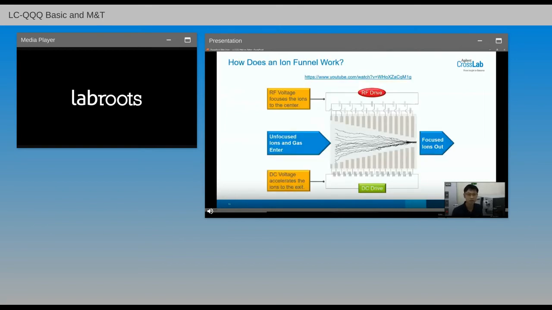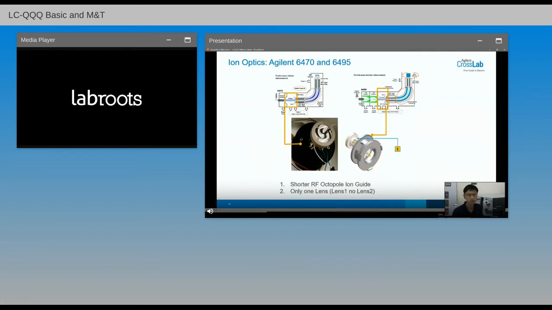How does this ion funnel work? We have the RF voltage, which focuses the ions to the center, and we have the DC voltage, which accelerates the ions to the exit point, which is basically the quad itself. So more about the ion optics design of that.